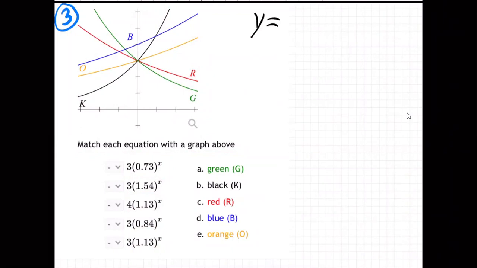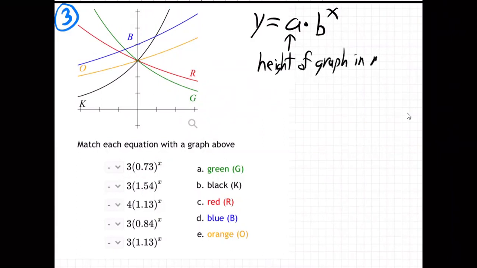So y equals a times b to the x. That's the form of all of them. You have a number in the front and then another number, a base with an x on it. Okay, what is the deal? Well, the a is the height of the graph in the middle.